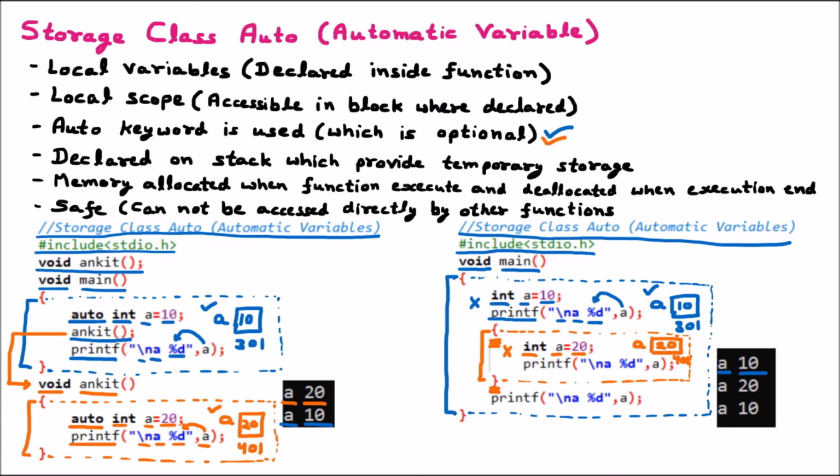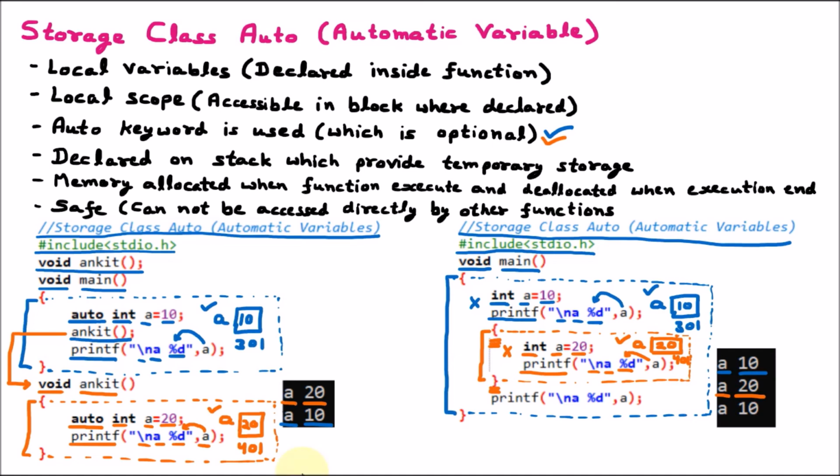Then afterward we are saying printf, means printing on the screen, \n for the new line, a. So a will be printed, taking the integer value, that is %d, and the value will be taken from a. It is accessing the local variable, and the local variable is 20. So its value is 20. So here on the user screen the answer will be 20.